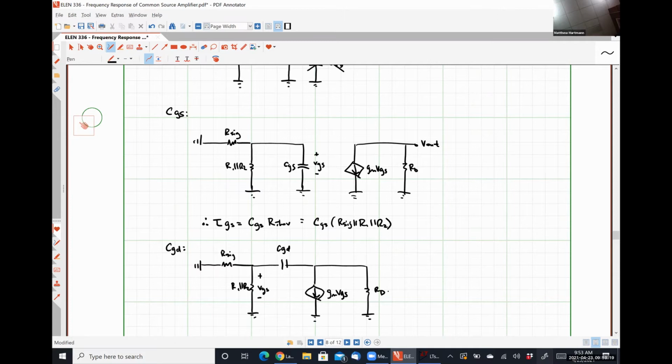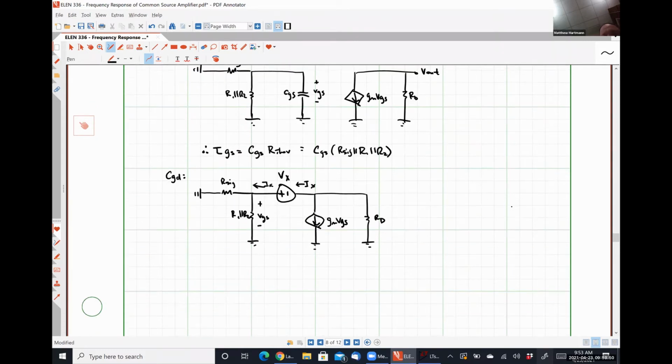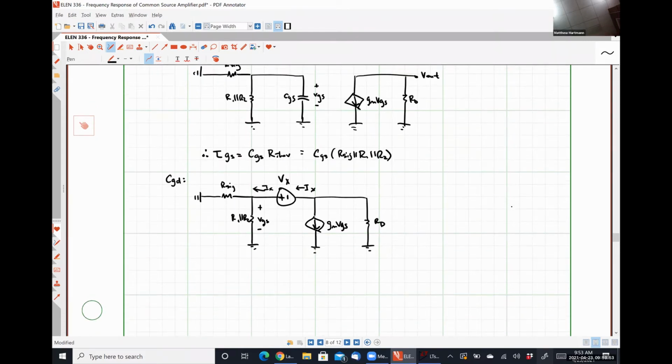So I'm going to use the test source method, much like we did previously. So I'm going to take that capacitor out and replace it with a voltage source. So I pluck this guy out, replace it with a voltage source VX, like so. And then here's my current IX, and this is also my current IX, just to be clear. And it's hard for me personally to tell what's going on with this guy. So I'm going to redraw it one last time.